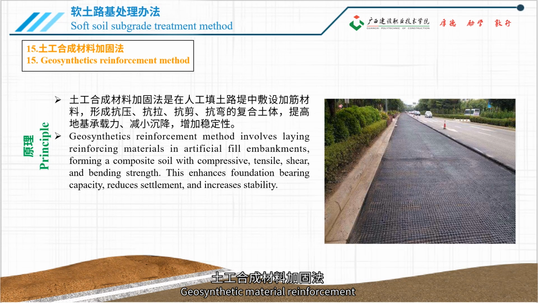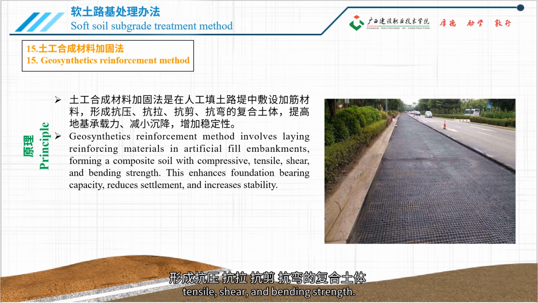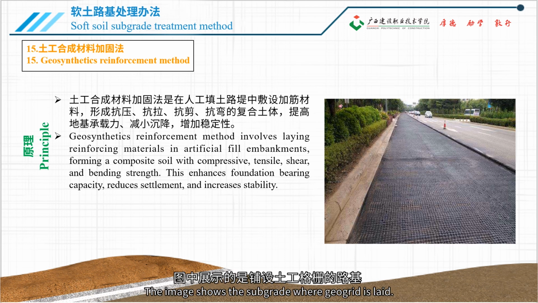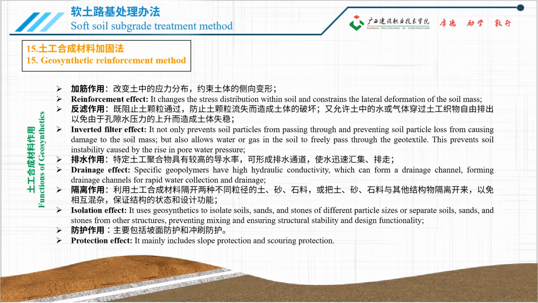Geosynthetic material reinforcement involves laying reinforcing materials in artificial field embankments, forming a composite soil with compressive, tensile, shear, and bending strength. This enhances foundation bearing capacity, reduces settlement, and increases stability. The image shows the subgrade where geogrid is laid.